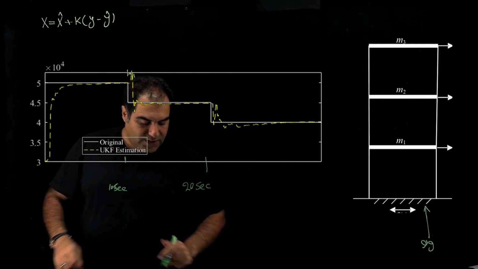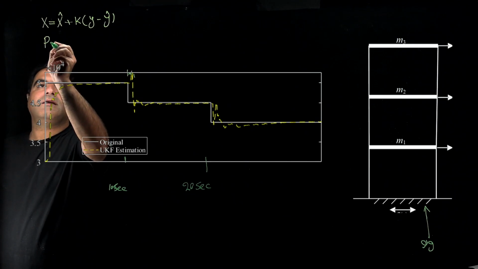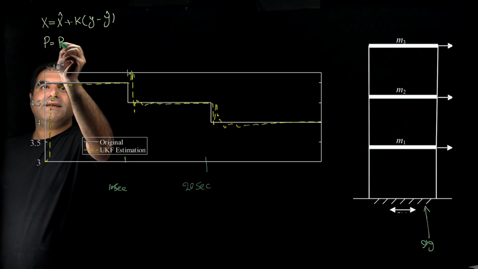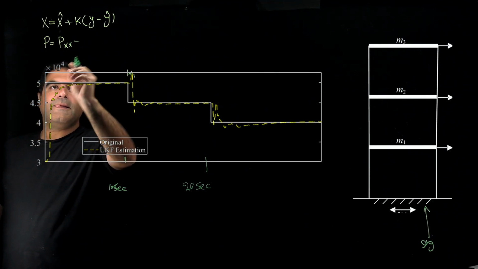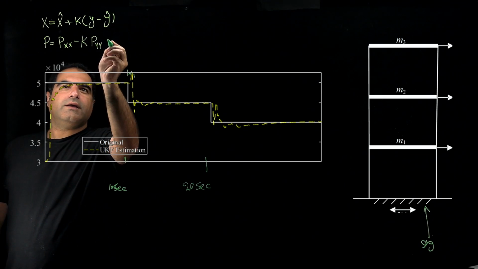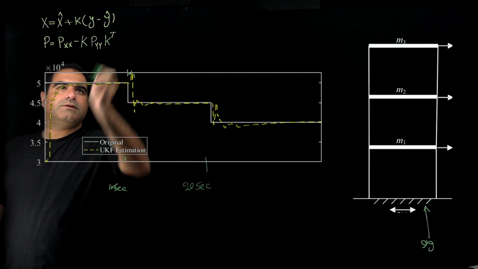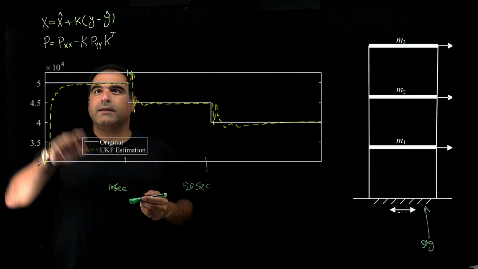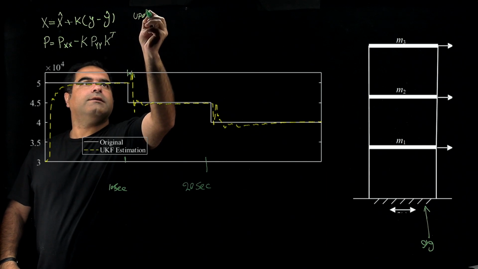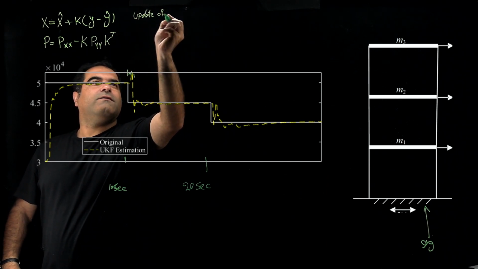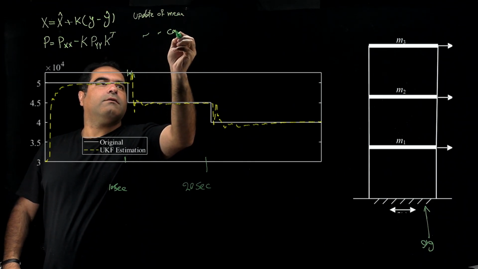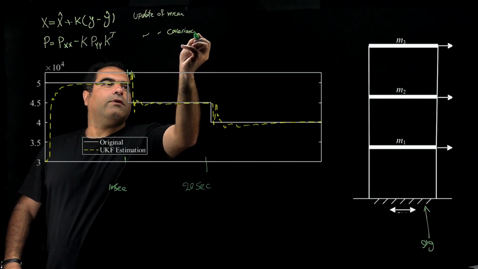And the next equation we have was P, the covariance of the updated state, which was P_XX for the unscented Kalman filter minus K, the Kalman gain, times P_YY, times K transpose. Yes? Then this is the update of the mean, and this is the update of the covariance.